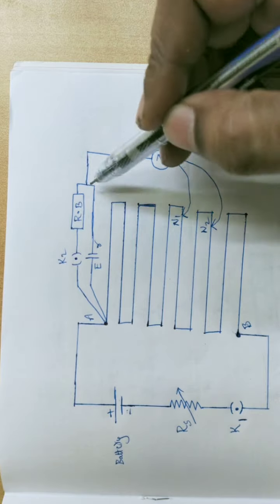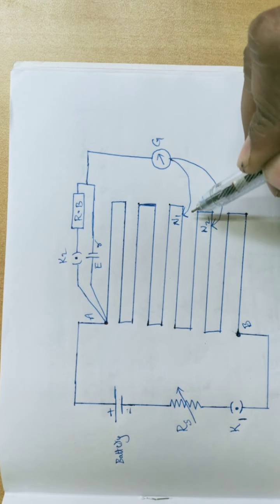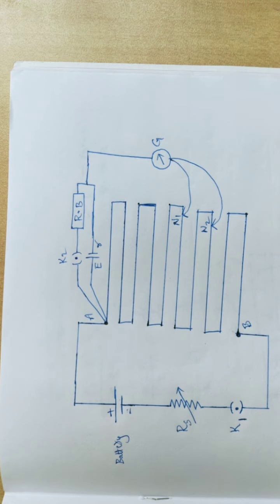This total arrangement is connected to one galvanometer, and that galvanometer is further connected to a jockey. From the jockey we can get the balancing lengths L1 and L2. So how do we find the balancing lengths L1 and L2? Just once we can check it.